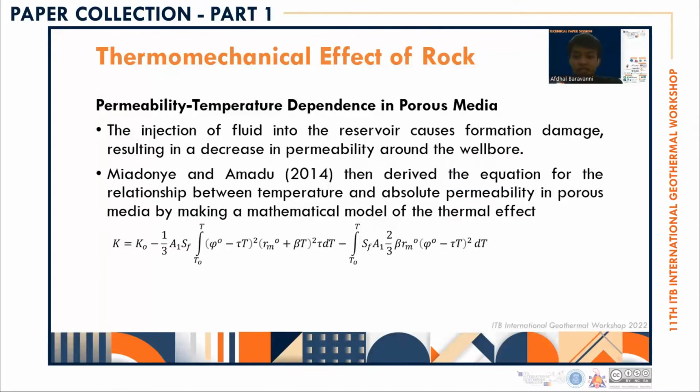And then the injection into the geothermal reservoir causes formation damage, resulting in a decrease in permeability around the wellbore. Mahdi and Amadou then derived the equation for the relationship between temperature and absolute permeability in porous media by making a mathematical model of the thermal effect as described in this equation.